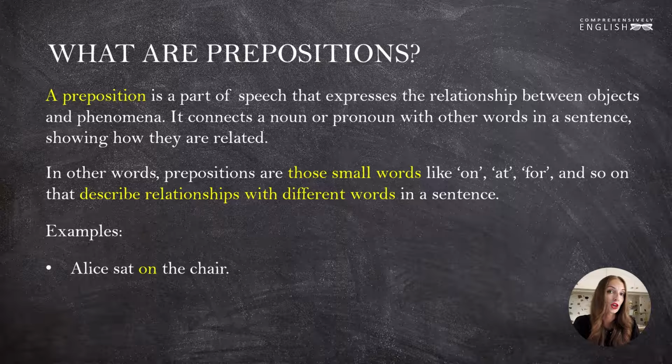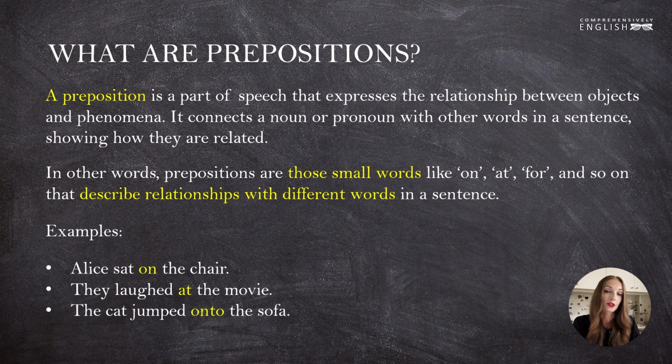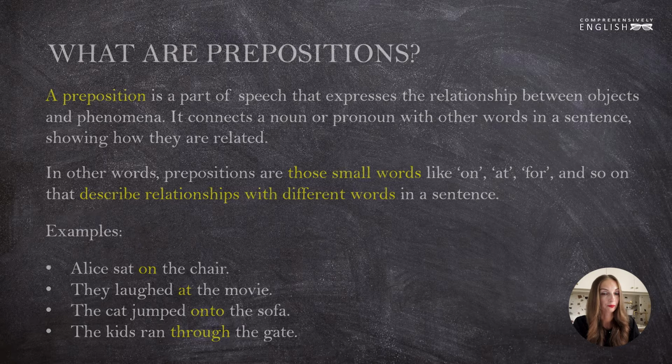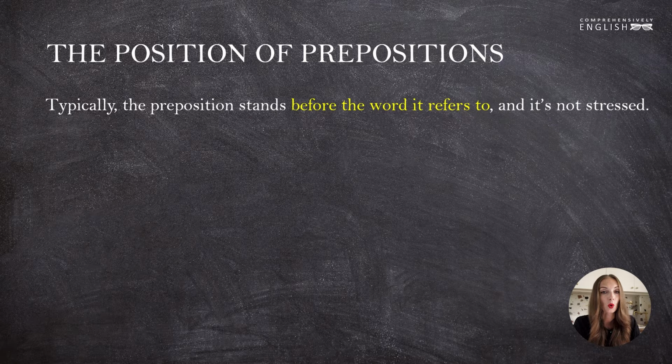Alice sat on the chair. On is a preposition here. They laughed at the movie. At is a preposition. The cat jumped onto the sofa. Onto is a preposition. The kids ran through the gate. Through is a preposition. So normally we see prepositions before the words that they relate to. Let's say this is their traditional place.